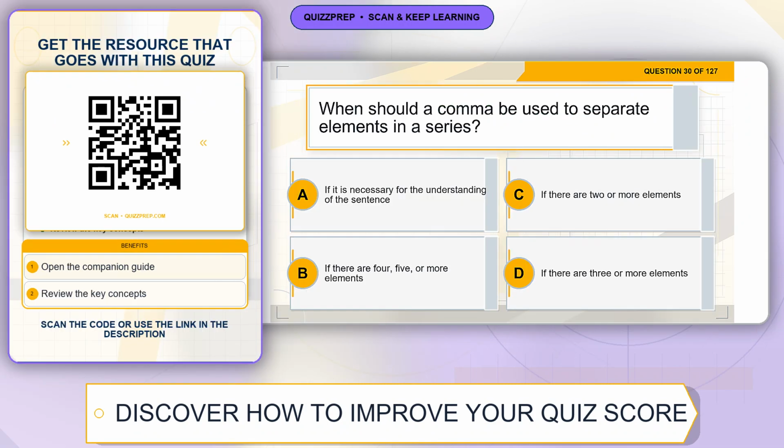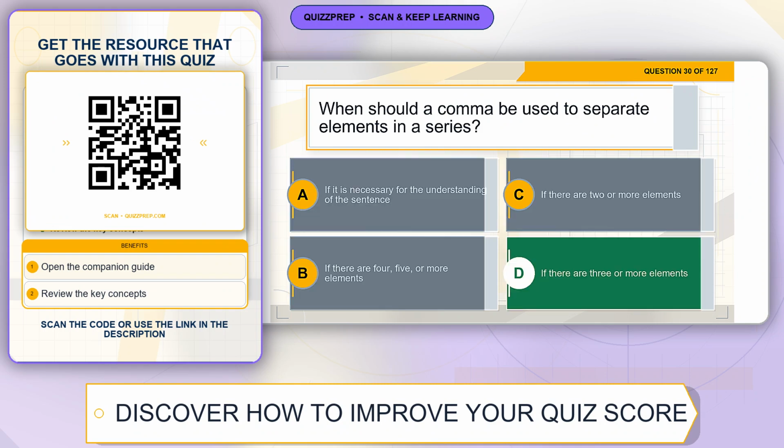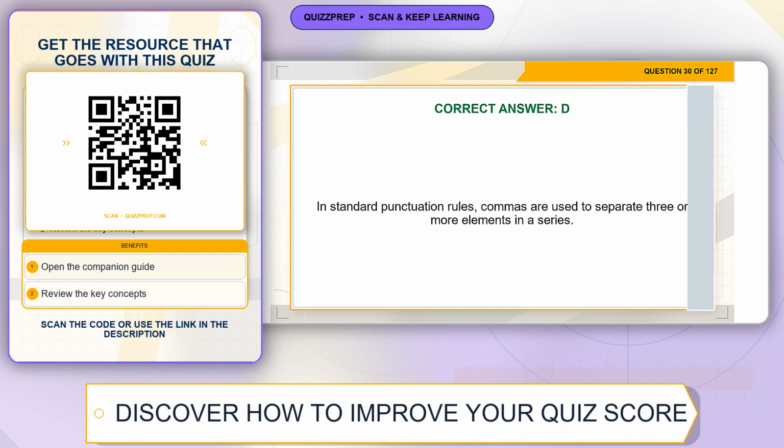Question 30. When should a comma be used to separate elements in a series? Option A, if it is necessary for the understanding of the sentence. Option B, if there are 4, 5, or more elements. Option C, if there are 2 or more elements. Option D, if there are 3 or more elements. The correct answer is option D, if there are 3 or more elements. Explanation. In standard punctuation rules, commas are used to separate 3 or more elements in a series.